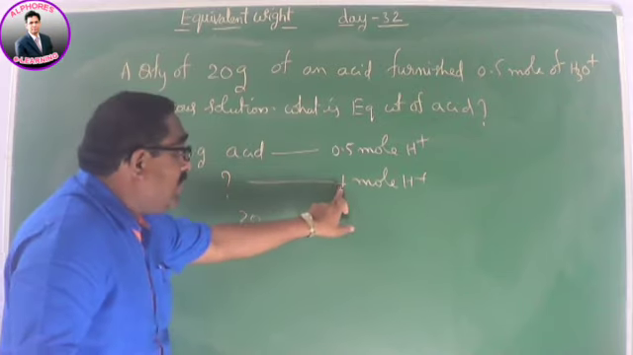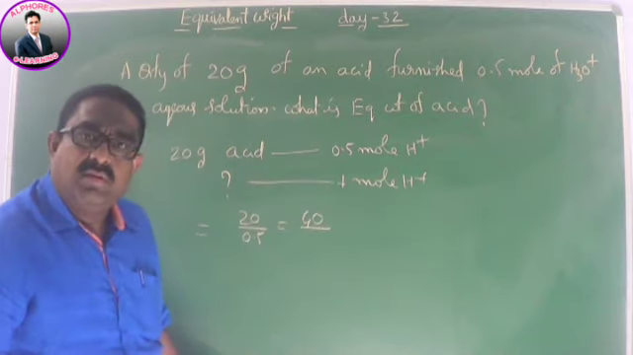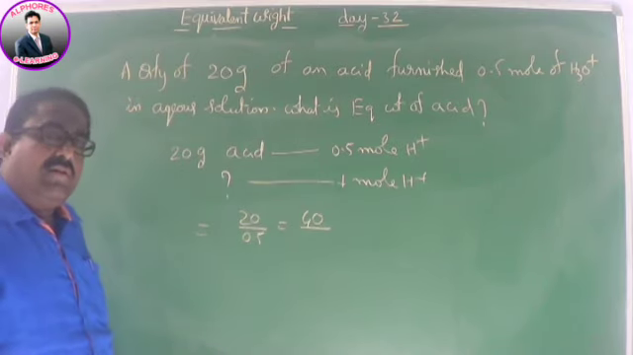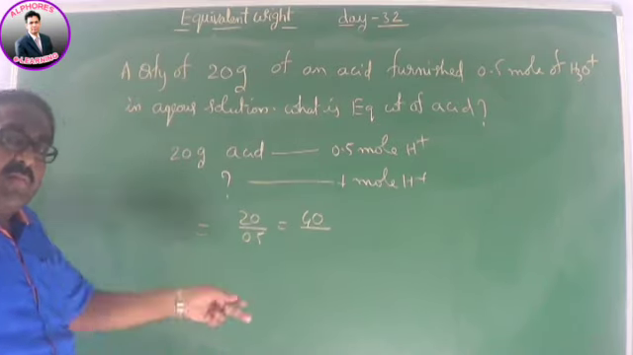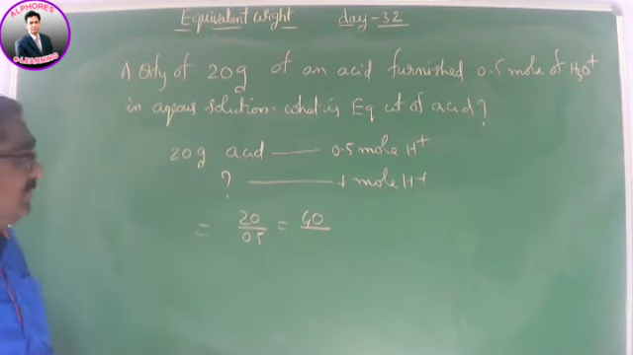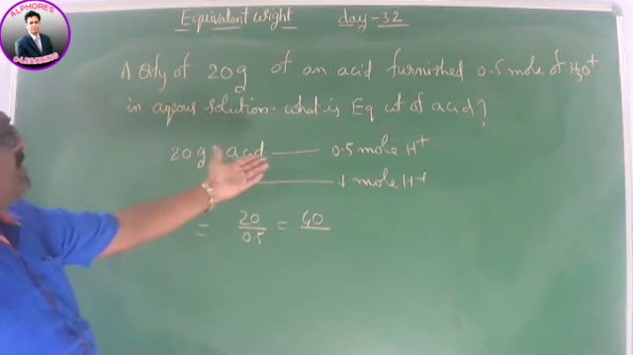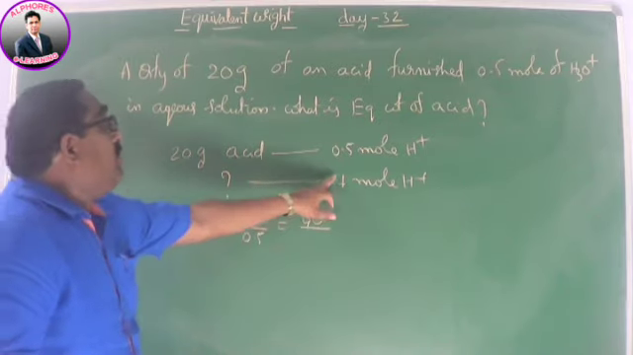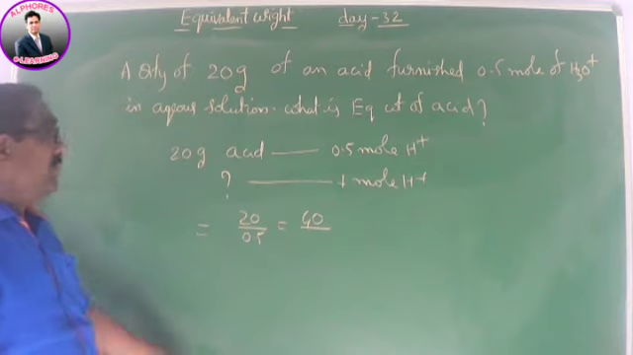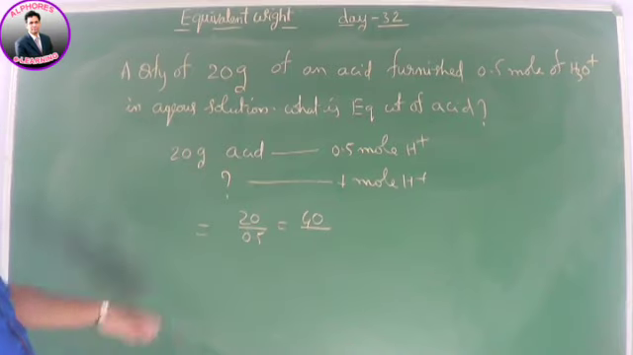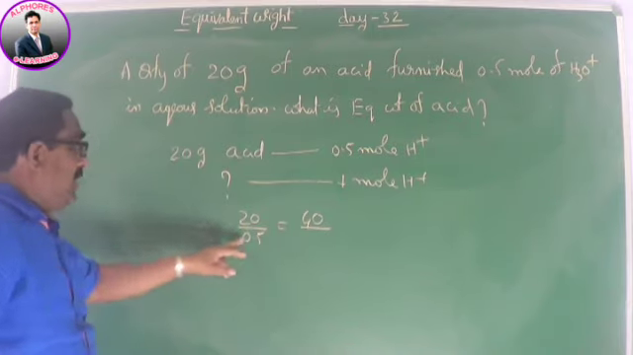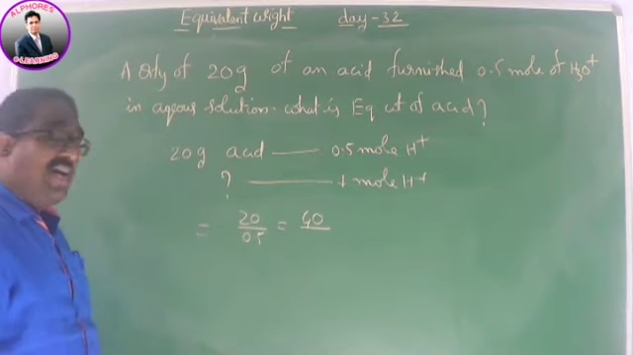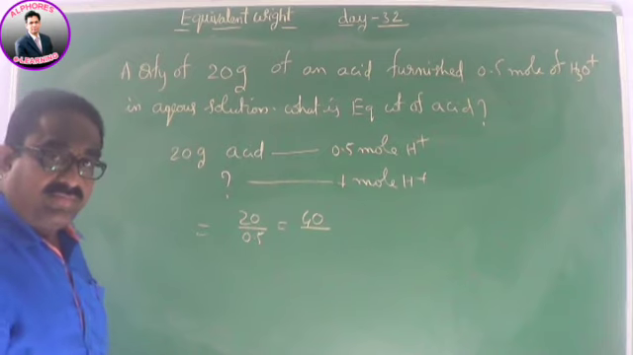Sir, why have you calculated for 1 mole? Yes, based on the concept of equivalent mass of acid. Equivalent mass of acid is equal to formula mass divided by n factor. So based on that only, 20 grams of acid gives 0.5 mole of H plus. So if you take only 1 mole of H plus, then what will be the corresponding mass? That is nothing but 40. So that is the equivalent mass of the acid given to us.